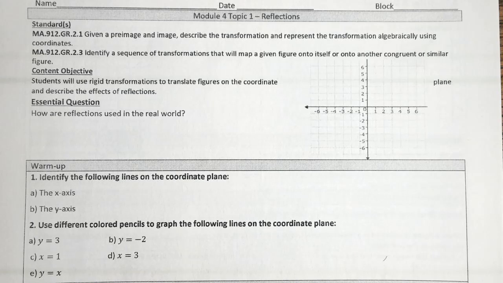The objective for this lesson: you are going to use rigid transformations to translate figures on the coordinate plane, and describe the effects of reflections. The essential question: how are reflections used in the real world? Coordinate plane, there's the missing word.